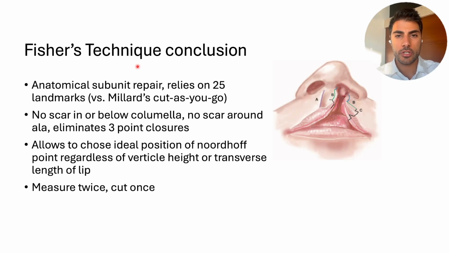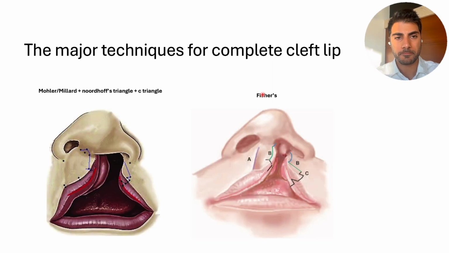So in conclusion, Fisher's technique uses anatomical subunit approximation. It relies on 25 landmarks, as we saw, as opposed to the mirrored cut-as-you-go method. We have no scar in or below the columella, and no scar around the ala also. He cancelled this scar. It allows to choose the ideal position of Noordhoff's point, as we said, regardless of the height or gain in height that we want. And it's based on the theory of measure twice and cut once.